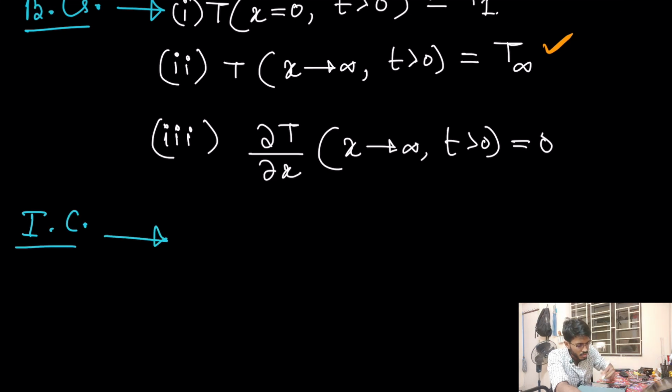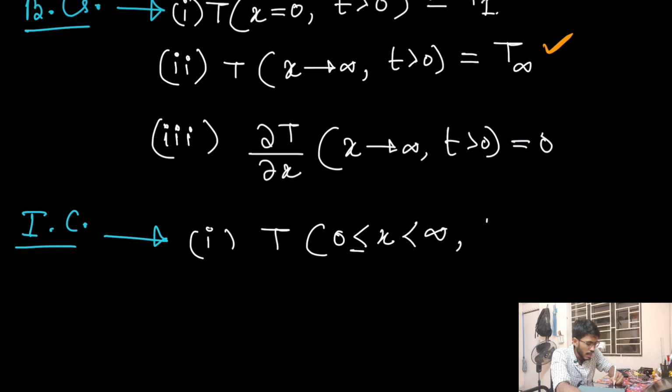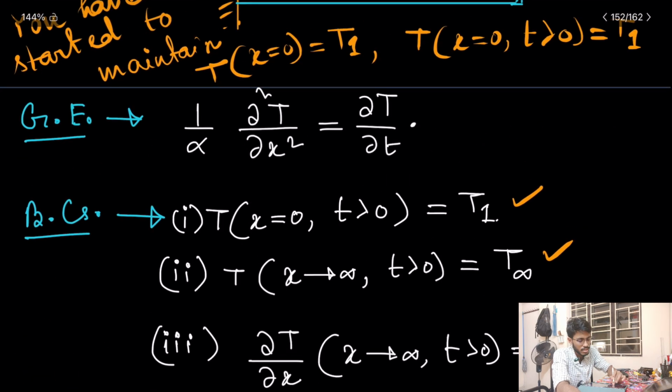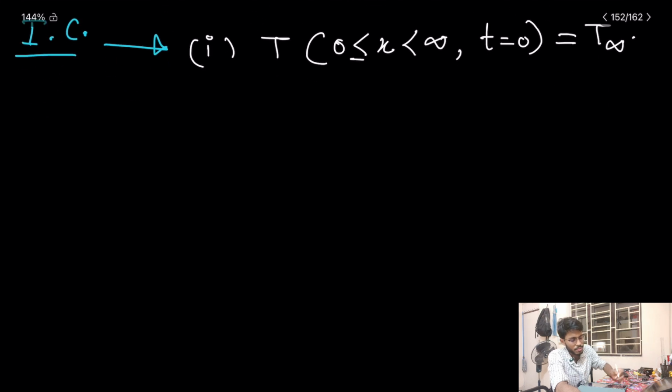The initial condition will be T for all x. Now how can I write the for all x? It will be this one, and at t equal to 0, T equal to T ambient. So this is the mathematical description of our problem.